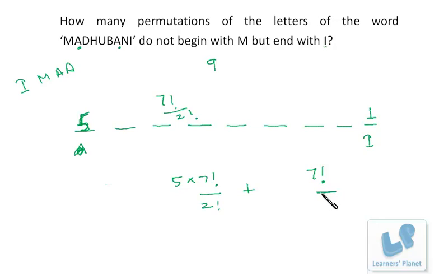So if A is at the first place, this will be the number of arrangements. If none of the A's is at the first place, then this will be the number of arrangements, right? So we just have to calculate that. It's 7 factorial, we can take it as common. So it's 5 by 2 plus 1, that is 7 by 2. So 7 into 7 factorial by 2 will be our answer. So I hope you are clear with both the cases.